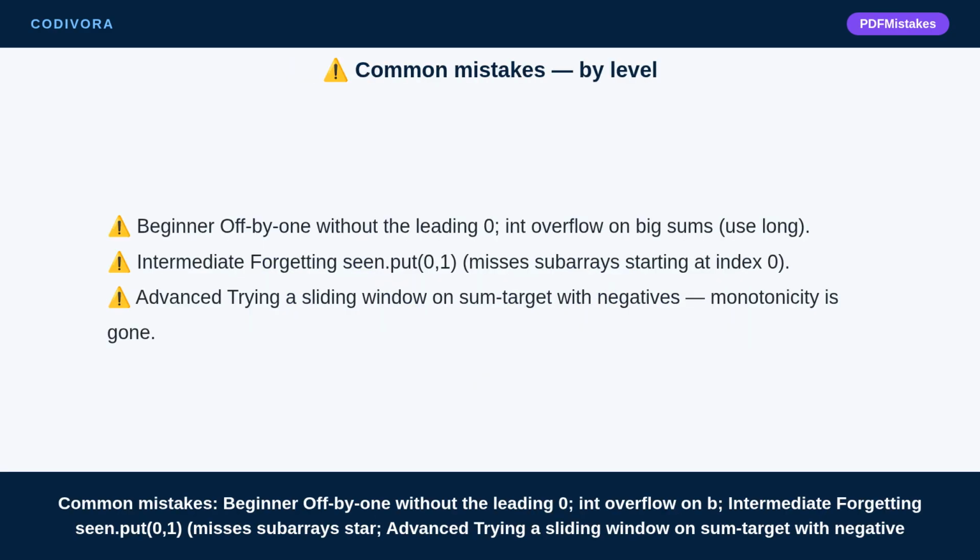Now the mistakes to avoid, straight from the field. Beginner: off by 1 without the leading 0. And overflow on big sums, use long. Intermediate: forgetting to seed seen, put 0, 1. It misses subarrays starting at index 0. Advanced: trying a sliding window on some target with negatives, monotonicity is gone.